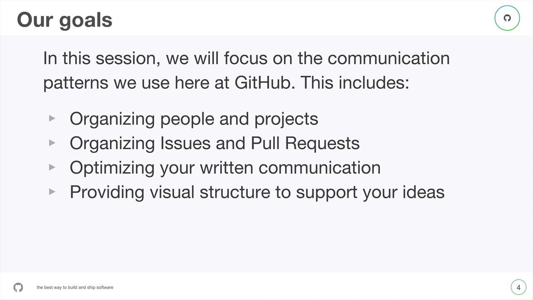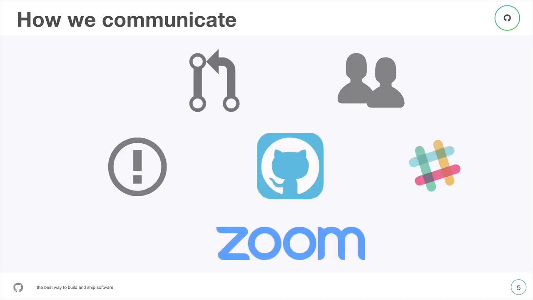So organizing people and projects. How do we organize issues and pull requests? How do we optimize our written communication? And last but not least, how can we provide visual structure to support our ideas? These are the main goals that we want to cover in today's session, starting, of course, with how we organize people and projects. So first things first, we probably need to talk a little bit about how we communicate.